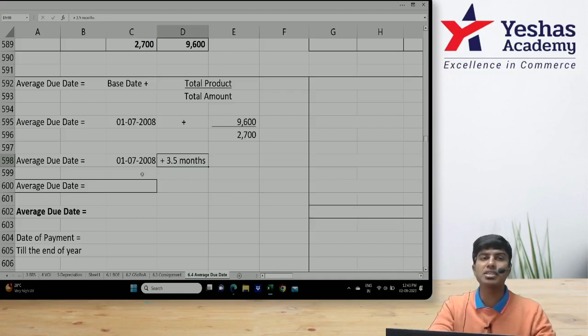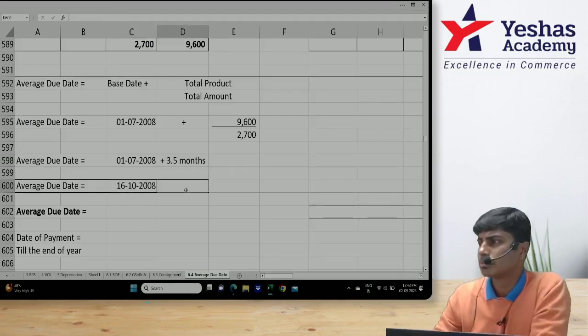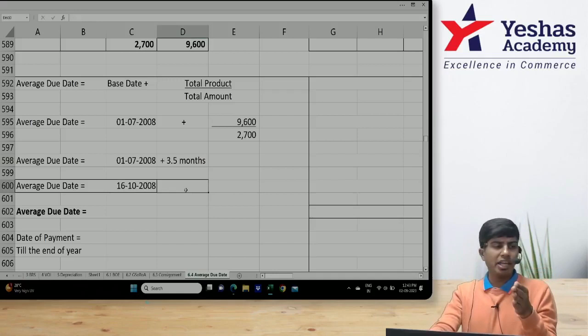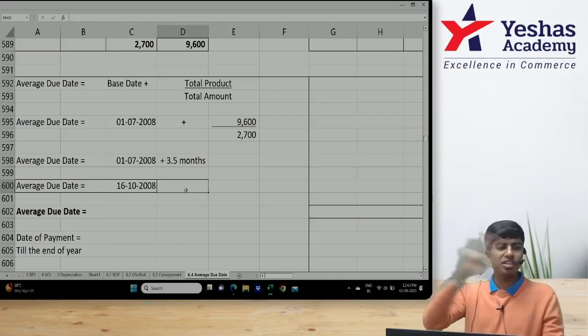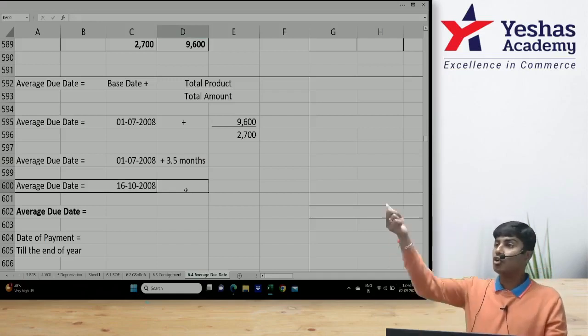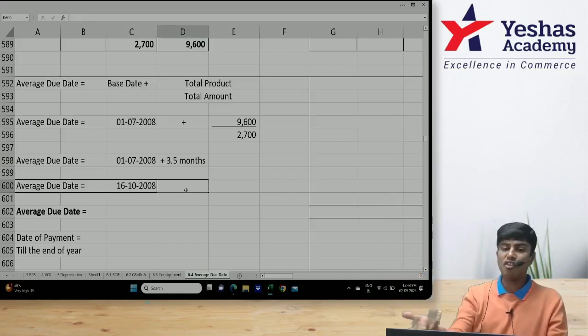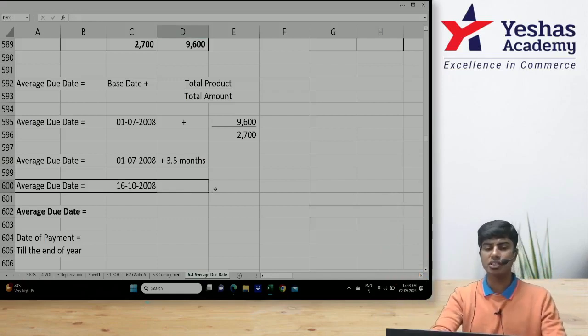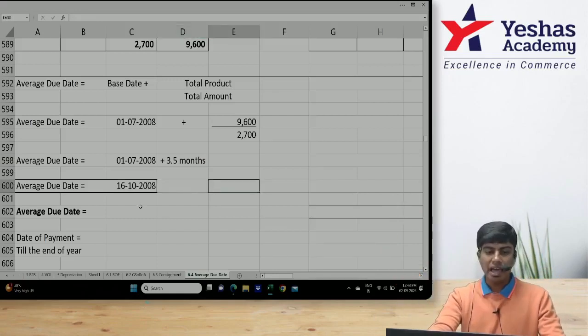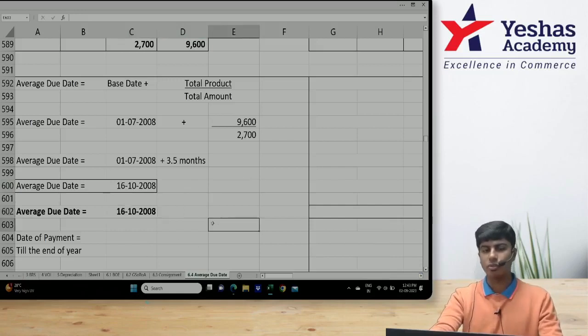1st of July plus 3 is 1st of October. 0.5 means 15 days over. 16th of October. Correct? Now, July beginning we are. July, August, September. 3 months will be over. And in the 4th month, half. Half of it is 15 days over. Remaining is 16th of October. Do you get this? Average due date is 16th of October.